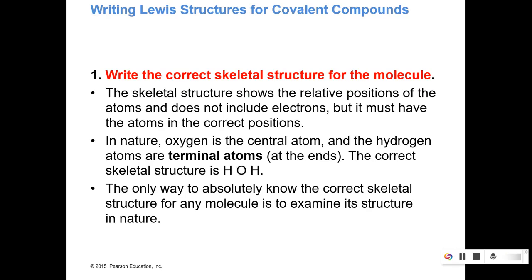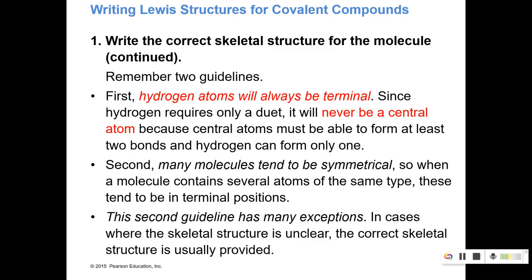Okay. These are the steps to drawing a covalent Lewis structure. You have to follow the steps. If you do follow the steps, you should be good. If you do not follow the steps, you're going to be completely lost. So step 1, write the correct skeletal structure. Now, it is important, and it's still here. I know it's not red, but write the correct skeletal structure.